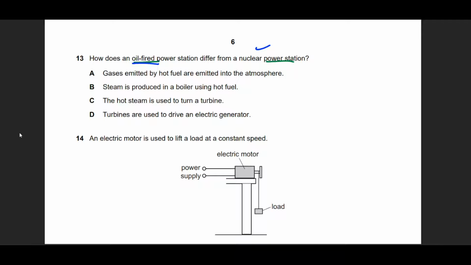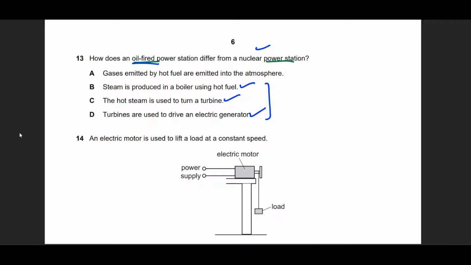So he says, how is it different? The end product is the same. The middle product, the boiling water and the steam, is the same. The starting point is different for both of them. So again, the steam produced is the same for both. Hot steam used to turn turbines, same for both of them. These three steps are exactly the same for both generating stations.